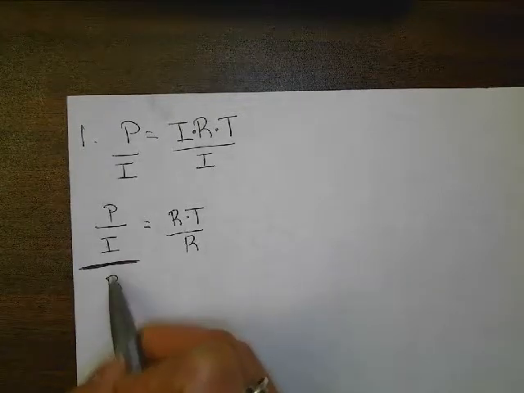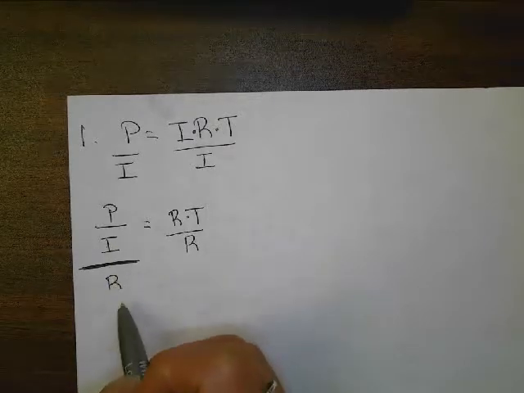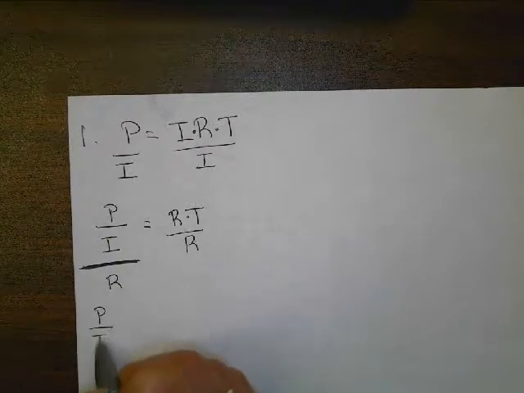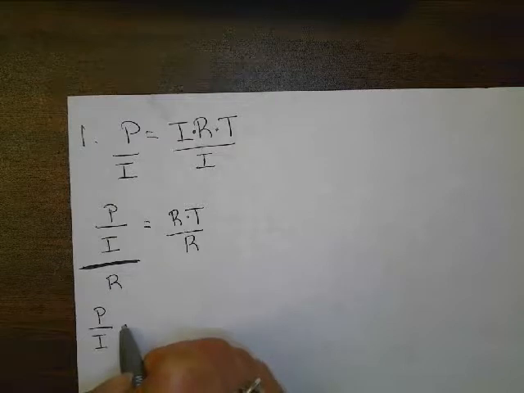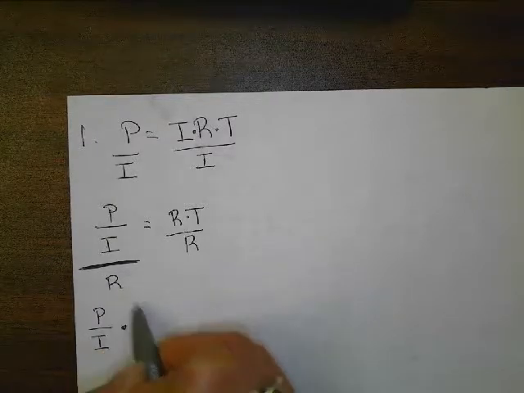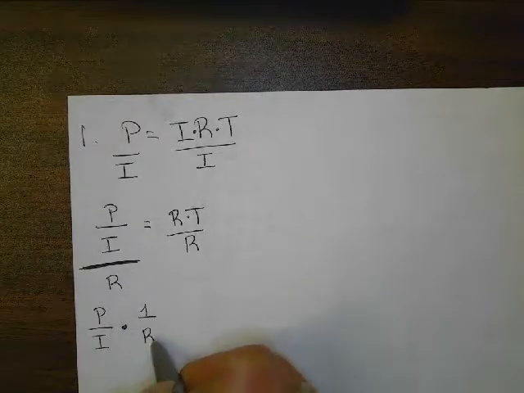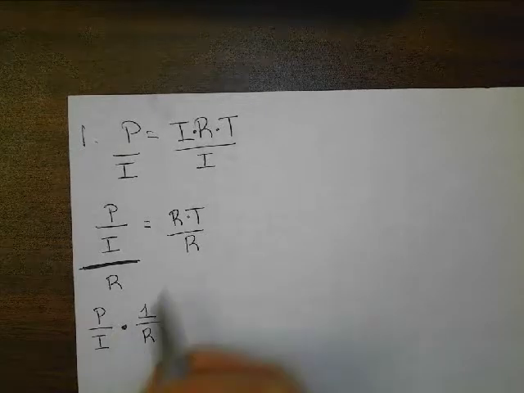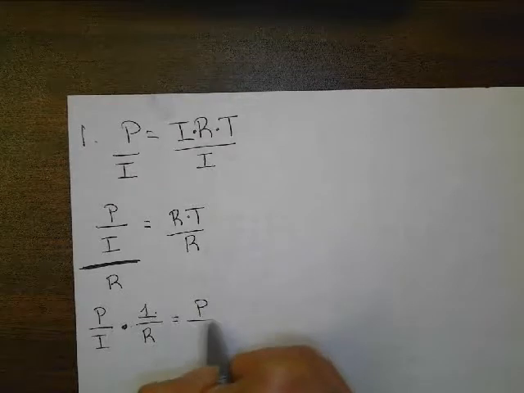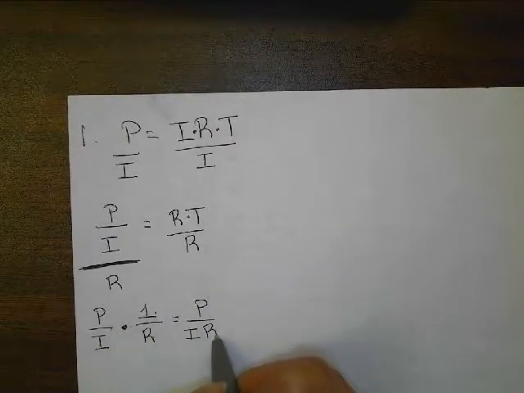Now to simplify this fraction, when you divide a fraction by a fraction, what you have to do is multiply by the reciprocal. So I'm going to take P divided by I and multiply it by the reciprocal of R. There's a 1 underneath this R, so if I flip it over, that becomes 1 over R. And then I just multiply this fraction, so P times 1 is P, and I times R is IR.